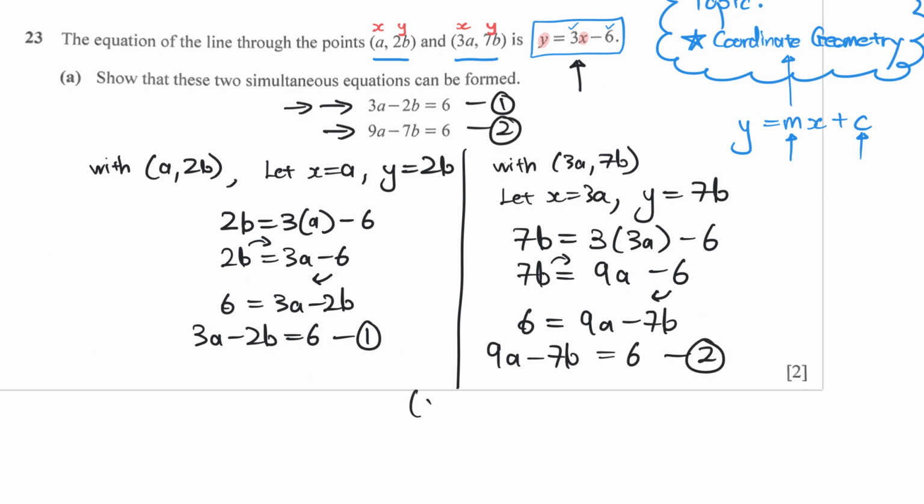So once we're done, we have shown by coordinate geometry, and by the word that starts with S, substitution, that we can obtain these two simultaneous equations.